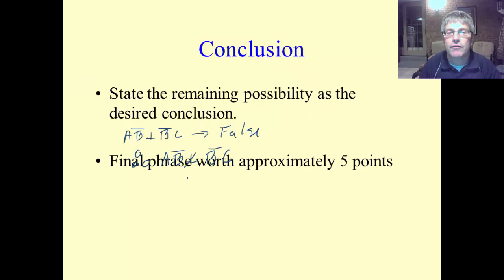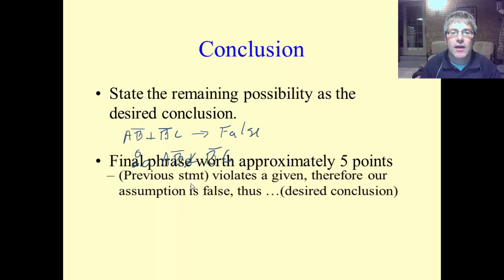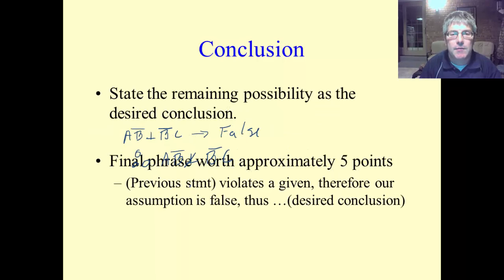Okay, so now this final phrase is going to be worth approximately 5 points, and you'll say whatever previous statement in your 2-column proof violates a given. Therefore, our assumption is false. Our assumption was essentially step 1, what we started with. Thus, whatever we're trying to prove has to be true. This will make a little bit more sense when we complete a sample problem, which is just coming up next.